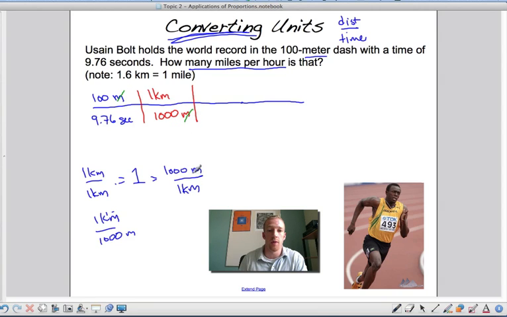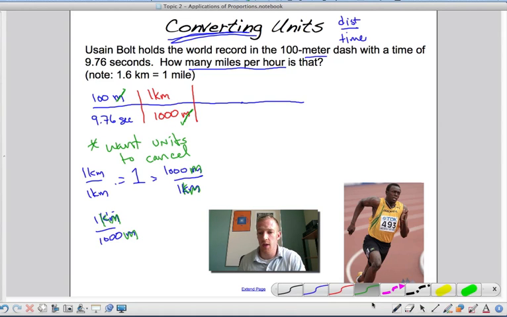How do I know whether to do it meters on top and kilometers on the bottom, or kilometers on top and meters on the bottom? Well, I did that because I wanted the units to cancel. All right, so that's how I know. I want the units to cancel. That's how I know whether to do kilometers on top or meters on top. So then now I have kilometers per second when I finish that calculation.